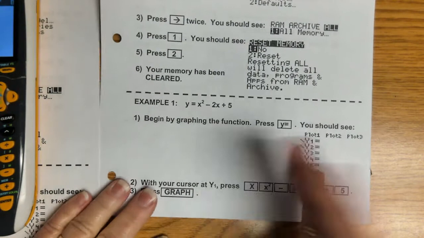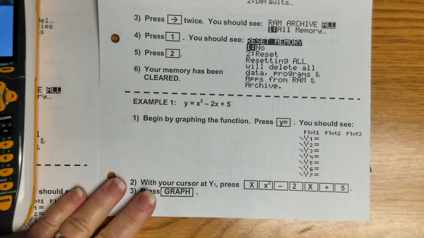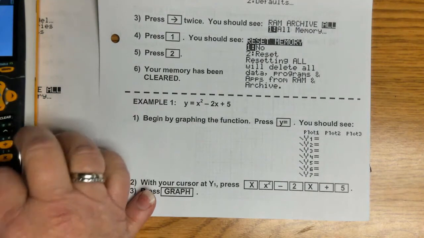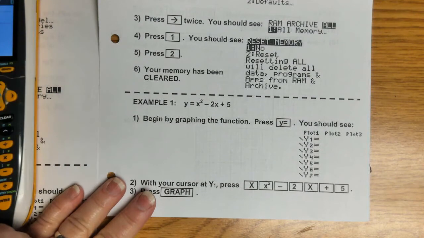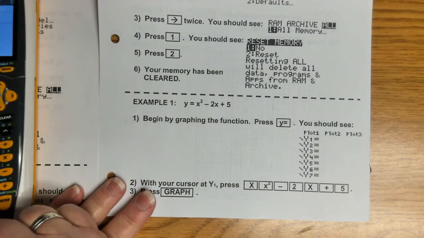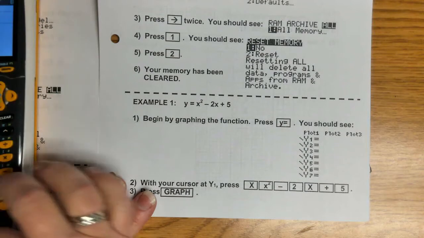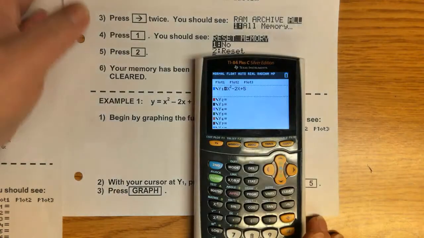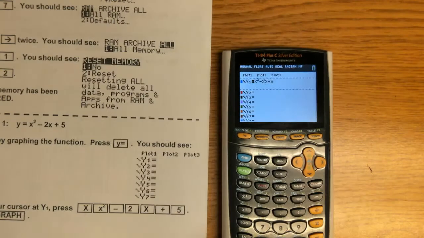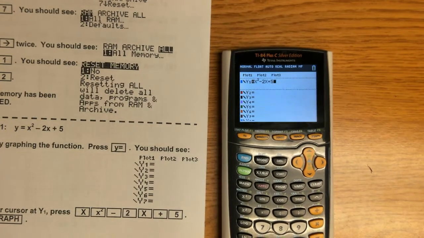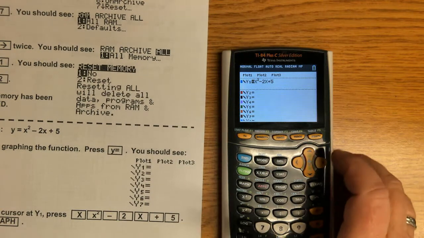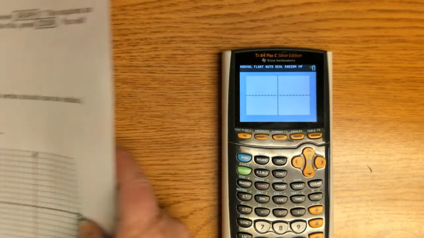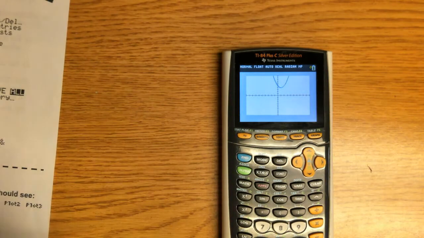So here we go. We're going to go with example number 1. It says begin by graphing the function. Press the y equals button. We pretty much know how to do this already, but we're going to go over it. X squared, subtract 2x plus 5. All of you should know how to put that in. Shouldn't be a big deal. And then it says with your cursor at y1, press that, and then press graph.